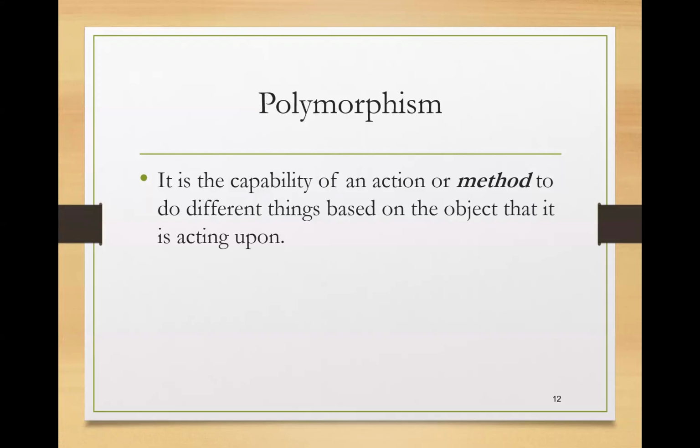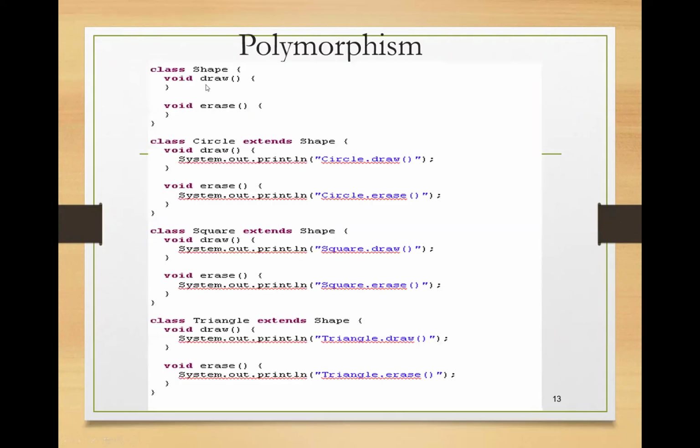And then we discuss polymorphism. Polymorphism means the capability of an action or method to do different things based on the object that is acting upon. Even here, there's a class called Shape, which has draw and erase methods. Then we have subclasses Circle, Square and Triangle. When you call circle.draw, square.draw or triangle.draw, each method would say drawing a circle, drawing a square, drawing a triangle. Likewise, for the same method draw, different objects will act differently. That is what you call taking many forms. That is what you call polymorphism.